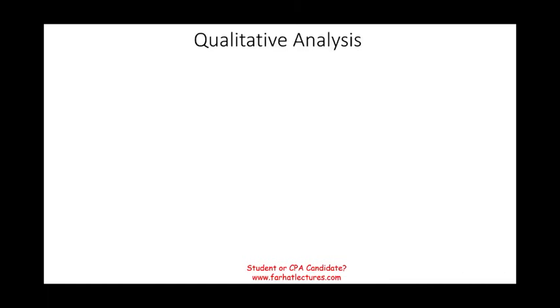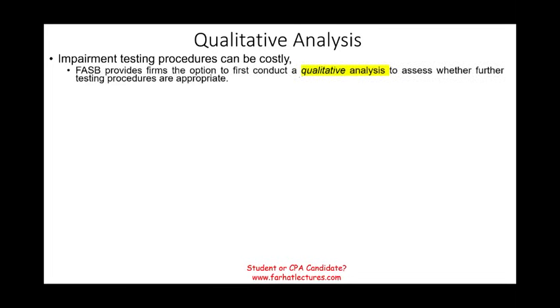Now, what do you do? How do you find out? How do you start this whole process? Well, impairment testing can be very costly. Therefore, although it's yearly, doing the impairment testing itself using numbers is costly. So what FASB recommended is you can do what's called a qualitative analysis to assess whether testing procedures are appropriate. You don't start the testing immediately, because it's costly, because you have to do cash flow analysis and collect data. So you do what's called a qualitative analysis.